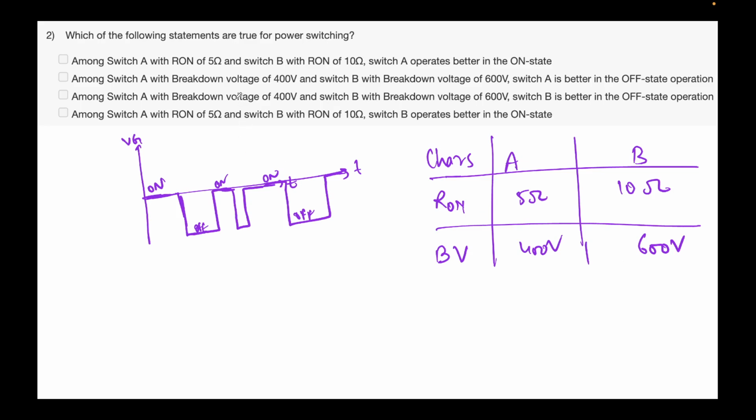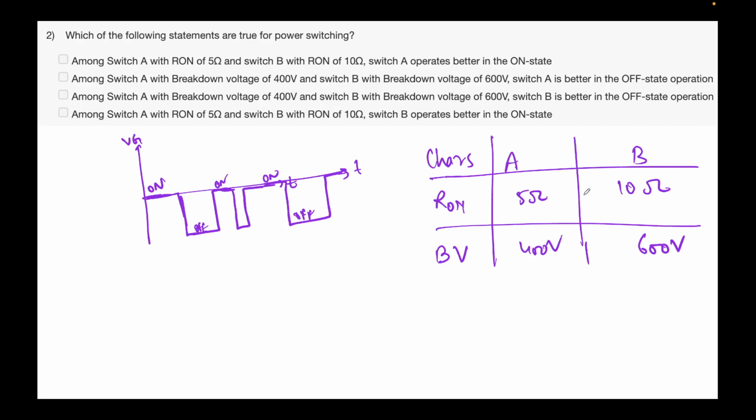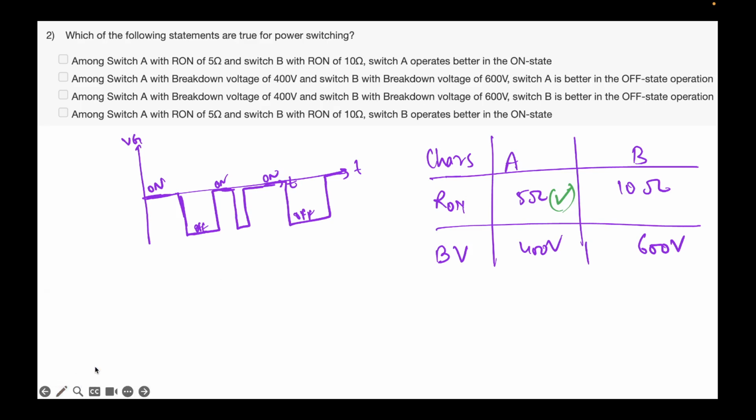In the on state we have to compare. Remember, in the on state what we had talked about, we want R on to be as low as possible. That means this one wins, device A wins. Breakdown voltage I want to be as high as possible. Why is that? Why should the breakdown voltage be as high as possible?